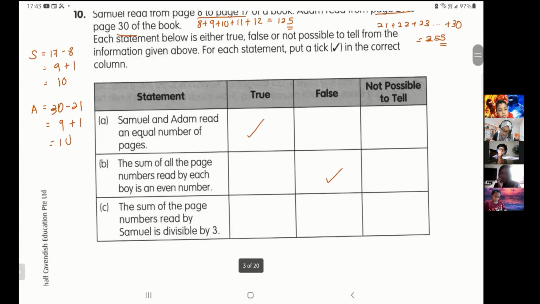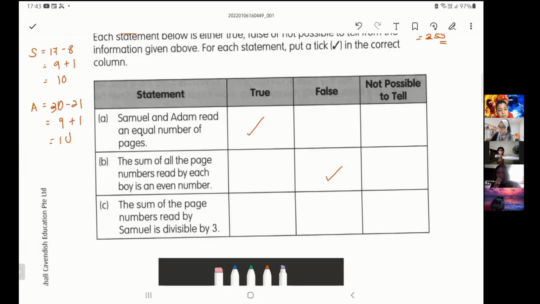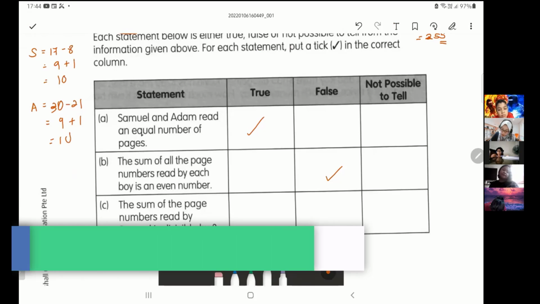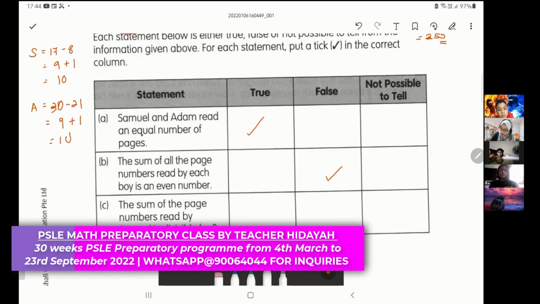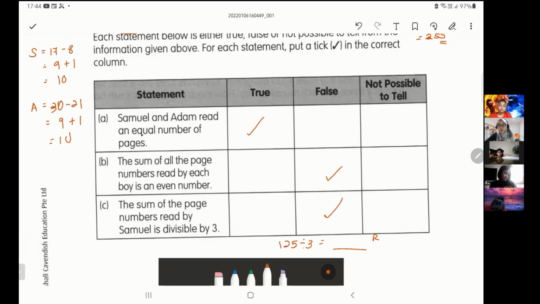The sum of the pages read by Samuel is divisible by 3. So the sum for Samuel is 125, right? 125 divided by 3. Can you divide? Cannot. There will be a remainder. So it is false. Okay, all right.